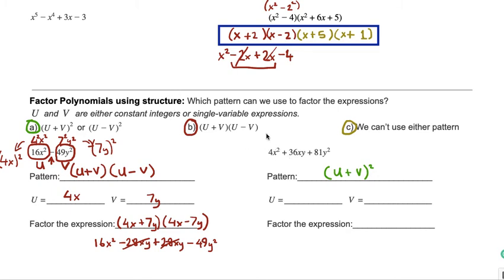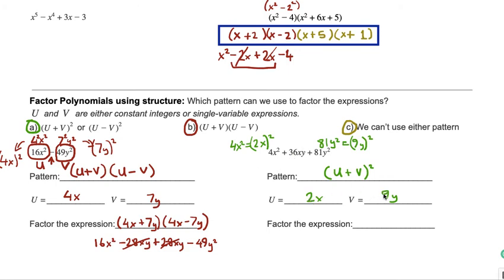Again, we know this is true. First of all, let's kind of back up a little bit, because once again, each side is a square, right? 4x squared is equal to 2x all squared, right? And 81y squared is equal to 9y all squared, right? So we've got u is equal to 2x and v is equal to 9y, right? Now, before we proceed, we should just verify real quick that our center will match, okay?